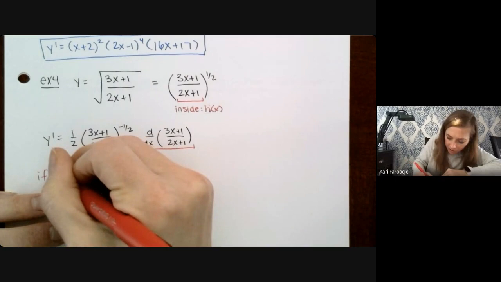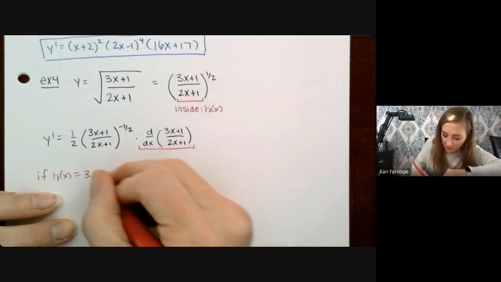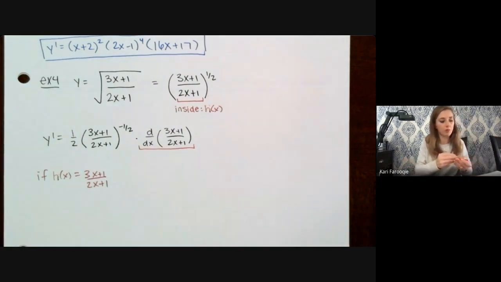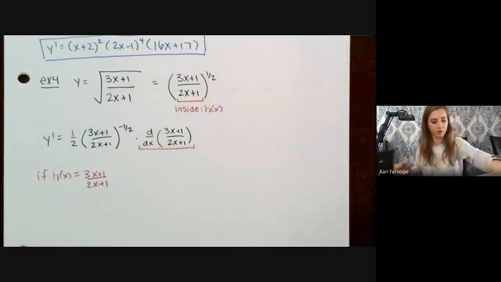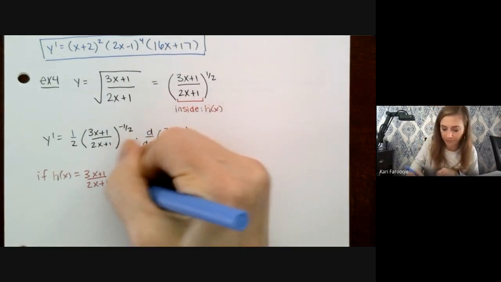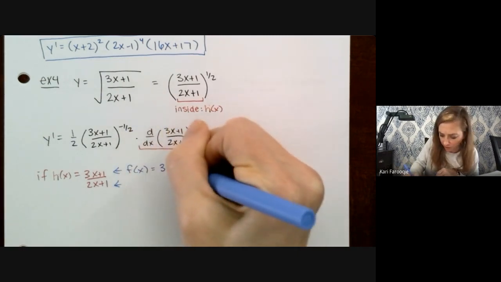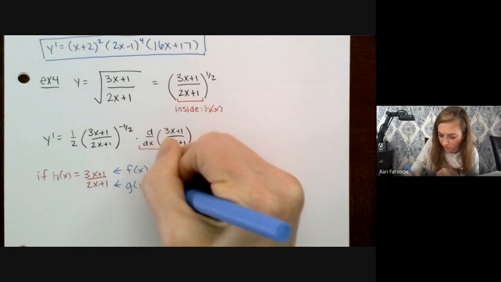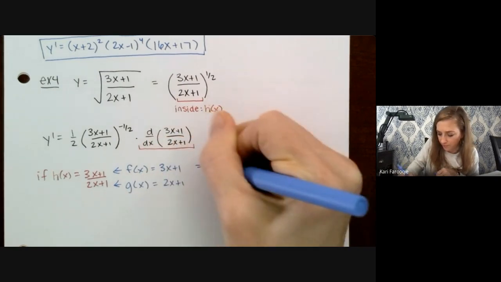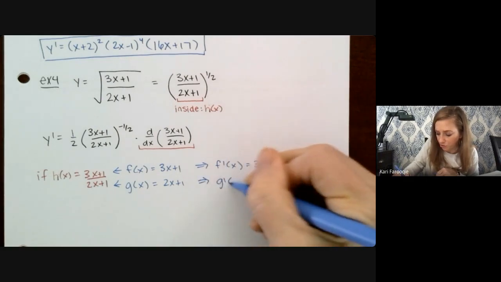Okay, so the inside function will be h of x. So if the inside function's h of x equals 3x plus 1 over 2x plus 1, remember that when we use the quotient rule, we always label our components f and g. So we'll say f of x is 3x plus 1. G of x is 2x plus 1. That means f prime of x is 3. G prime of x is 2.